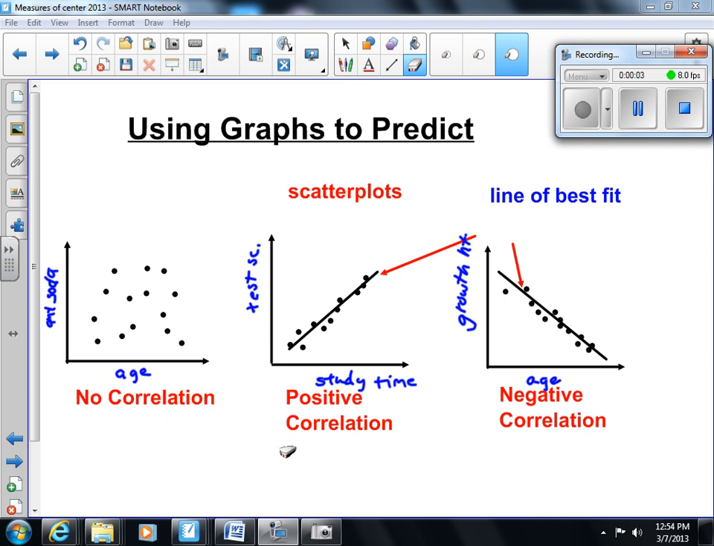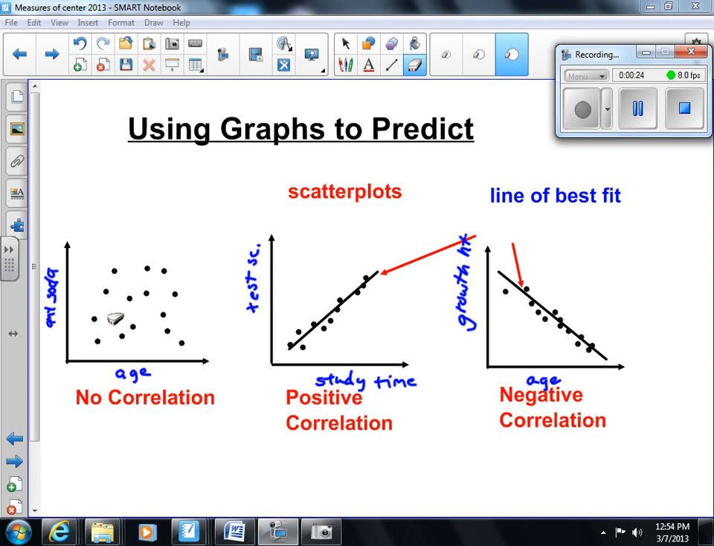Today we're going to be looking at using graphs in order to predict a possible solution or answer a question, and we're also going to be using data to help us predict. Now, yesterday we talked about scatter plots a little bit. Let's revisit that. There were 3 types of scatter plots that you could have.